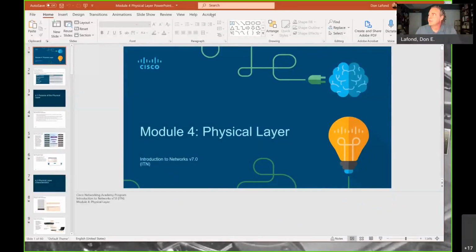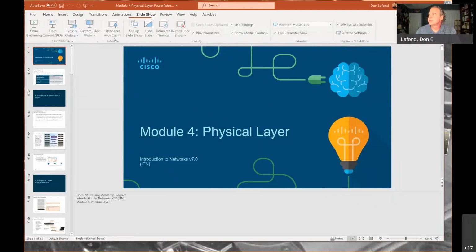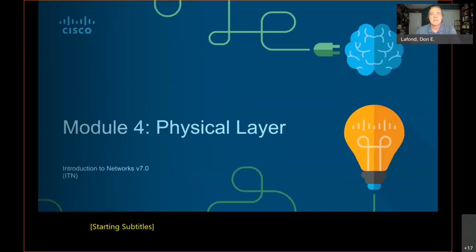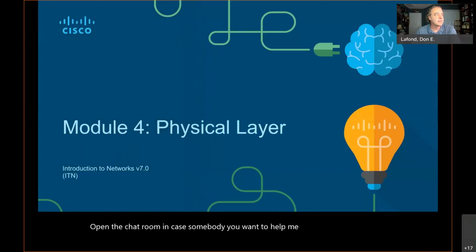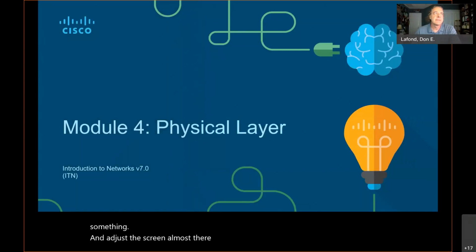And I have to do some adjustments here. Start my slideshow. Open the chat room in case some of you want to help me if I get stuck on something. And adjust the screen. Almost there. One more button. Hang on.